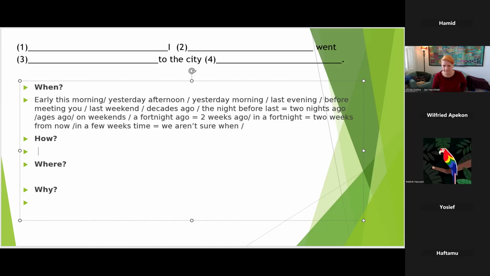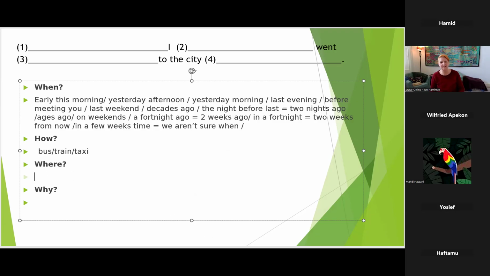But somehow, yeah. What do you think? How? How go to the city? On bus, by bus, a train. Sure. Bus, train, taxi. Any other ideas? Taxi. Excellent, fantastic.